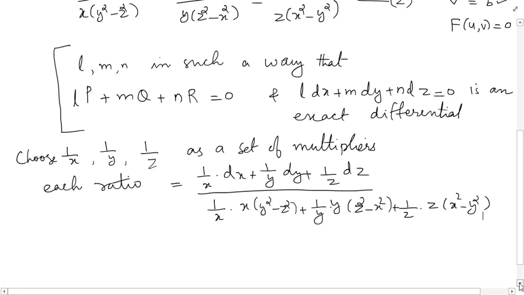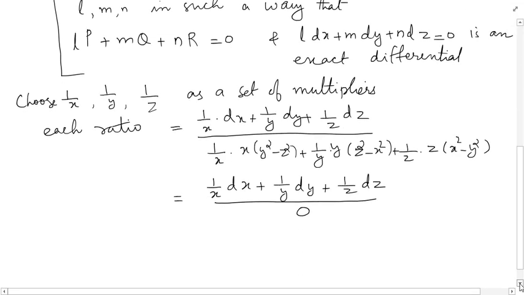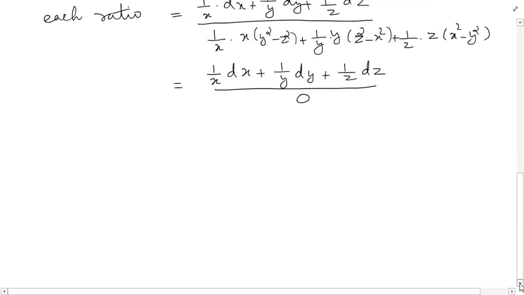So each ratio will also be equal to this new ratio. This is from the properties of ratios and proportion. Now we can see that the value of the denominator is 0. So therefore 1 by x into dx plus 1 by y into dy plus 1 by z dz divided by 0. So therefore the numerator is also equal to 0. So we can write now 1 by x into dx plus 1 by y into dy plus 1 by z into dz equal to 0. So then we can integrate this equation now.